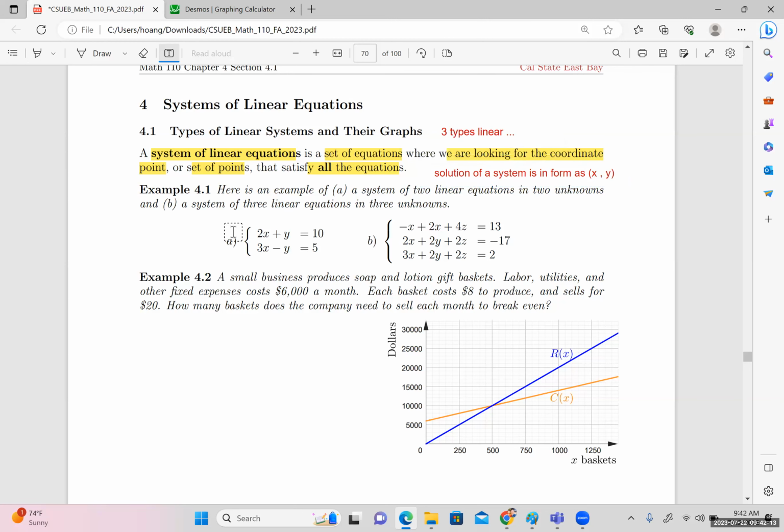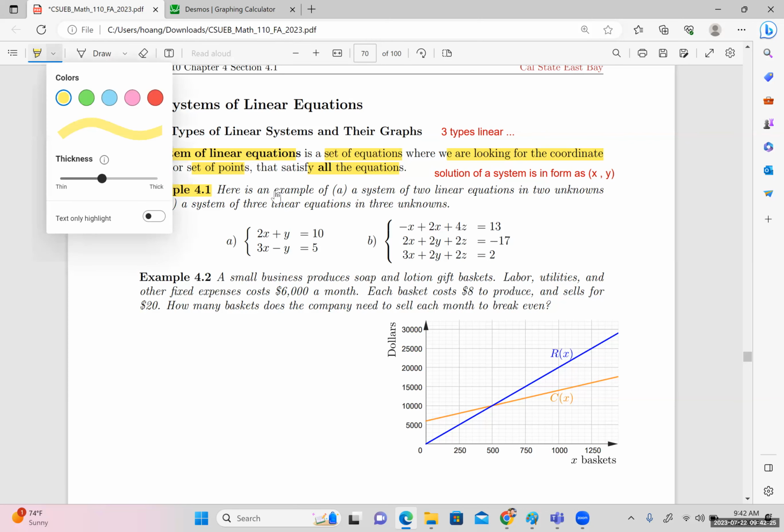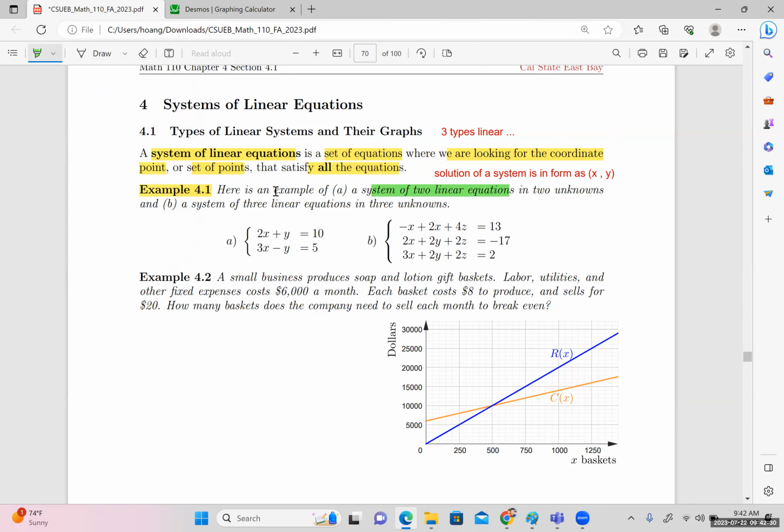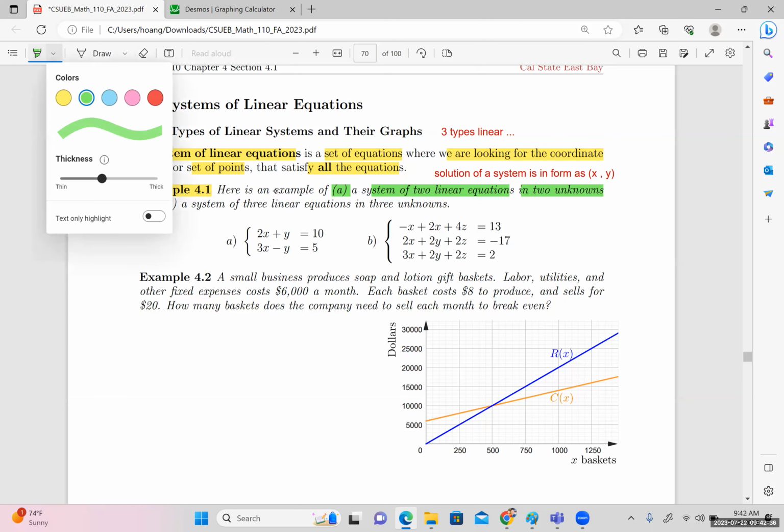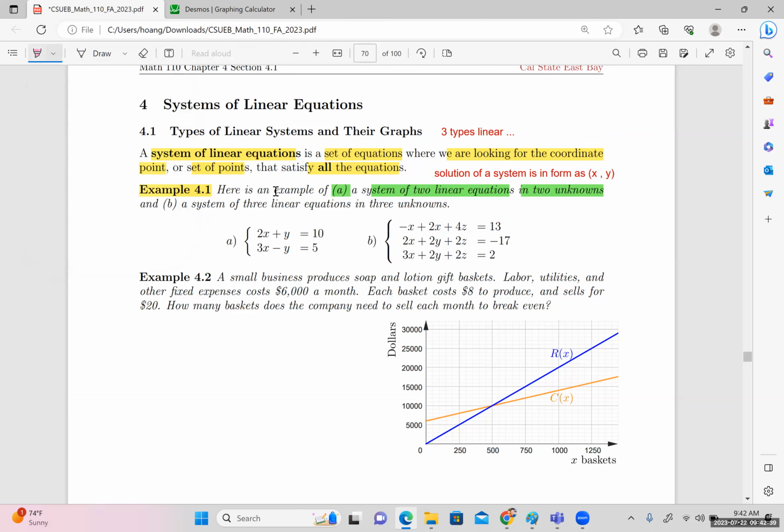Down here is example 4.1, which is an example of a system. Part A has 2 linear equations, and it's going to have 2 unknowns, x and y. For part B, we will have a system with 3 linear equations with 3 unknowns: x, y, and z.